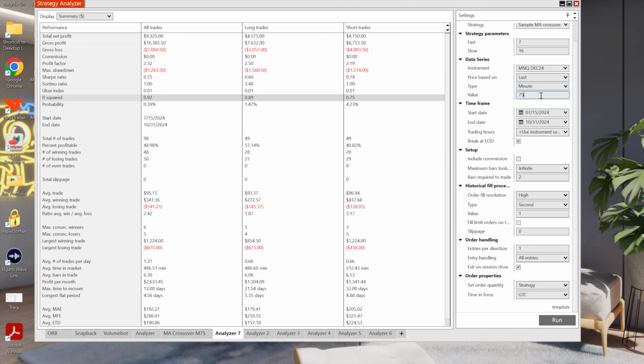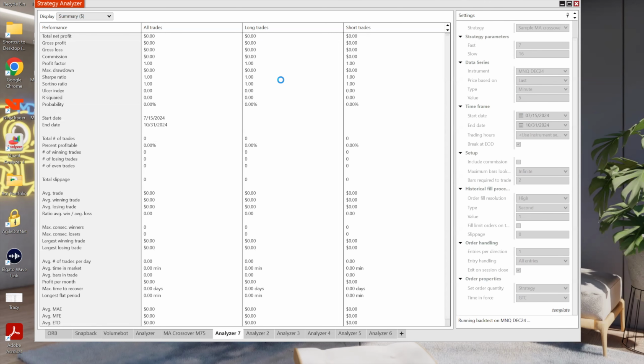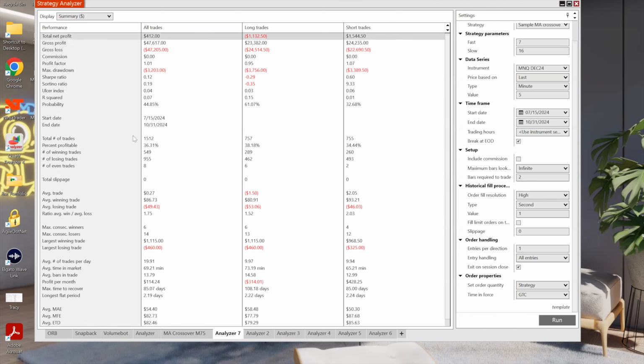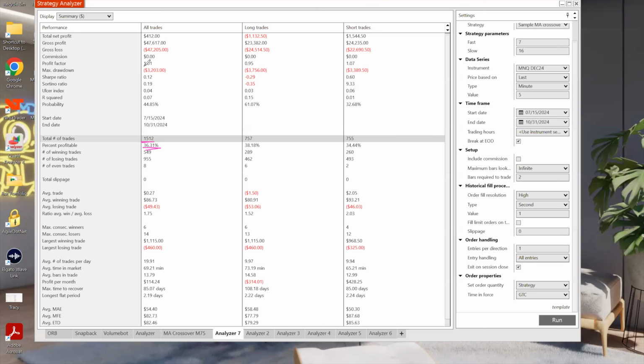In this case, what if I was told to run it on a 5-minute chart? It may not work as well, right? If I go to a 5-minute chart and rerun it, let's see what happens. You guys think it's better or worse? Well, way worse. You'll notice that I had $412 of profit, but I took 1,500 trades. My profitability is terrible and my profit factor is pitiful, right?